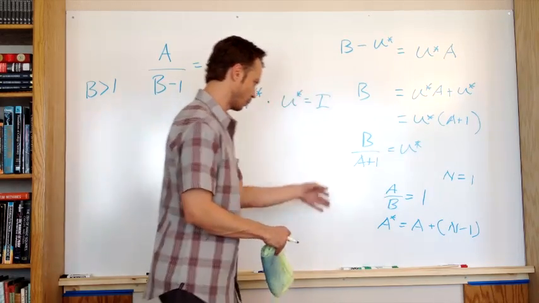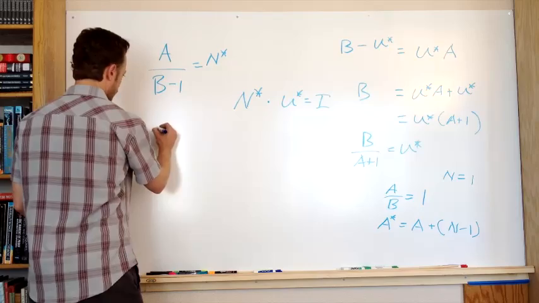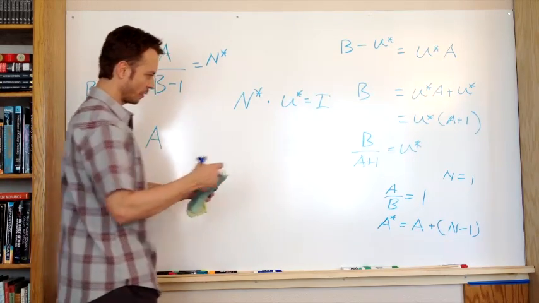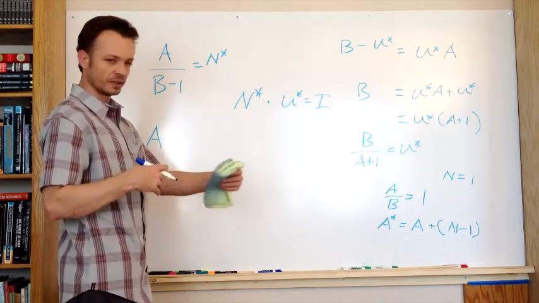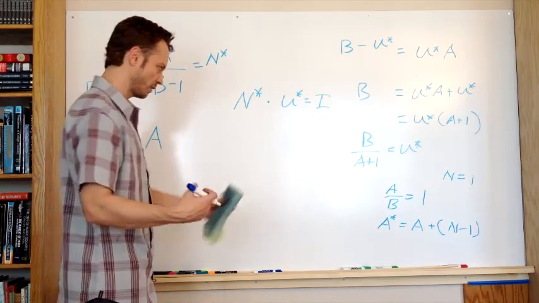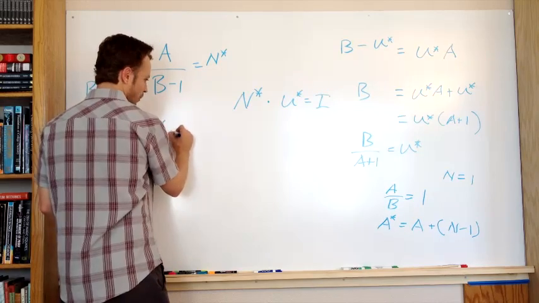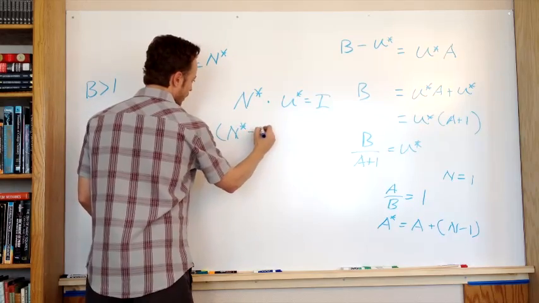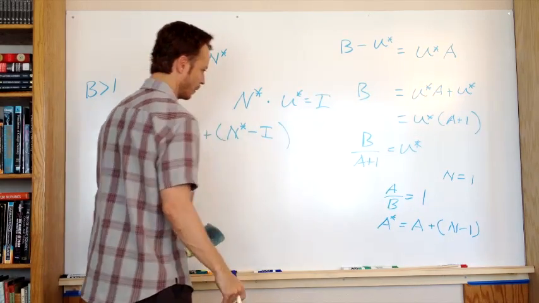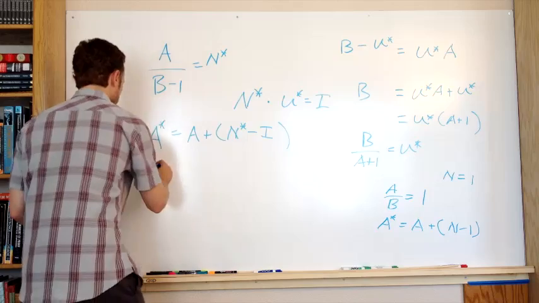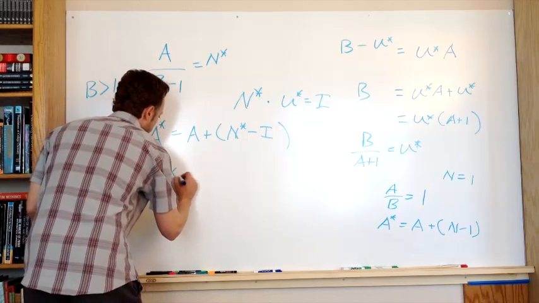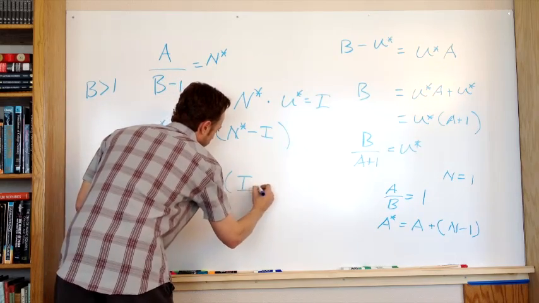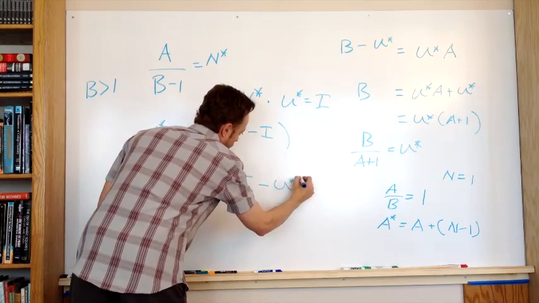So basically what's easy to deduce is that the proper equation to find where A is relative to B, with a variance in time from one state to the next, is A star equals A plus n star minus the identity constant. And likewise, the equation for B is B star equals B minus I minus U star.